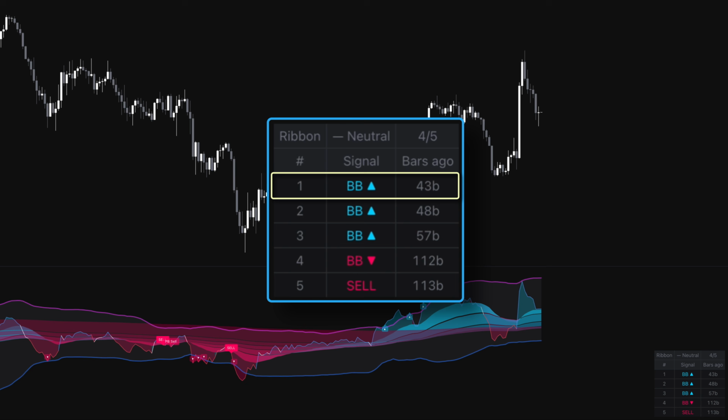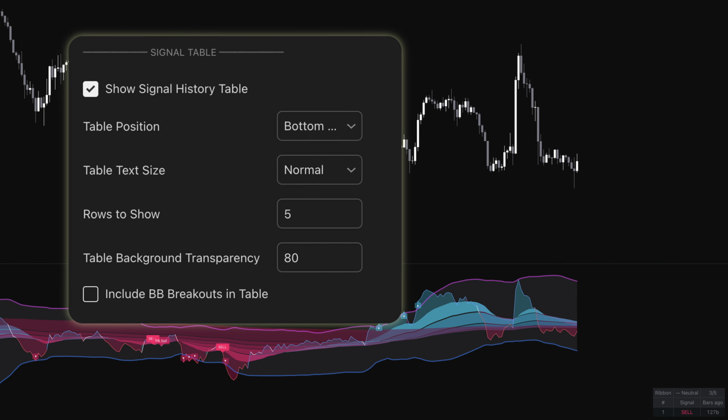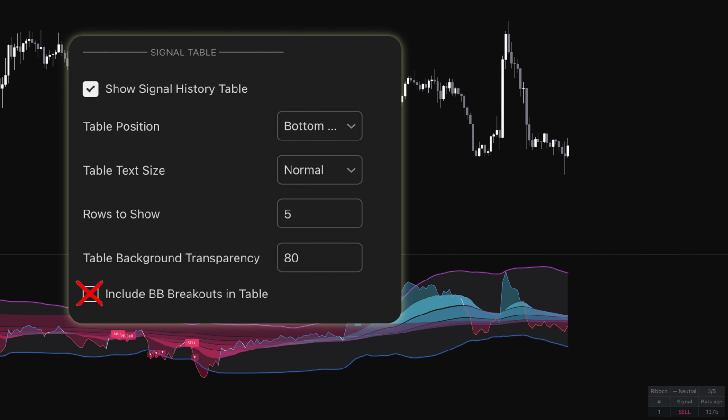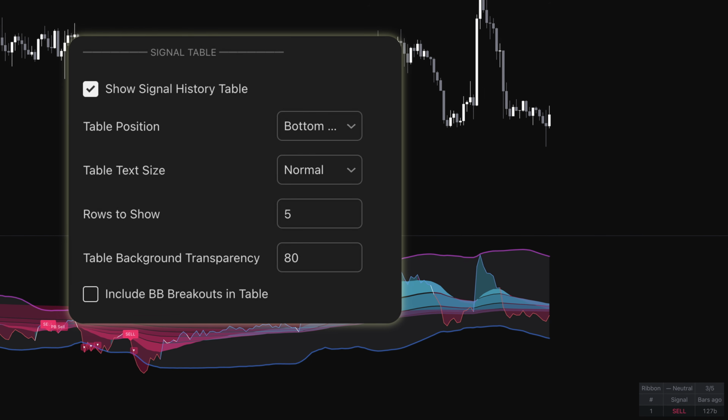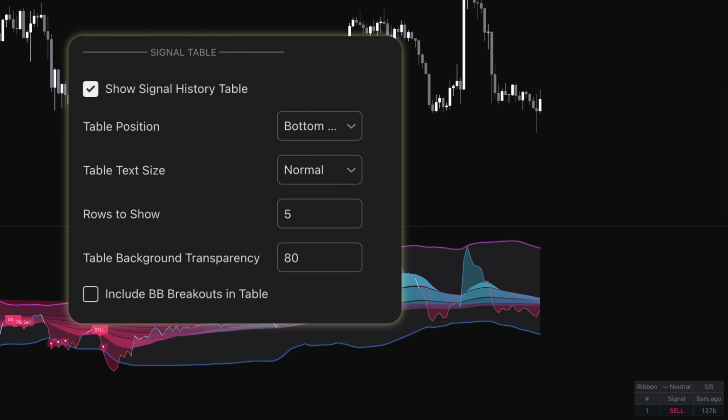Below that is a header row followed by up to 10 logged signals, each showing the signal type and how many bars ago it occurred. The BB breakout entries can be toggled off if you prefer to see only confirmed signals in the log. Table position, text size, row count, and background transparency are all adjustable.